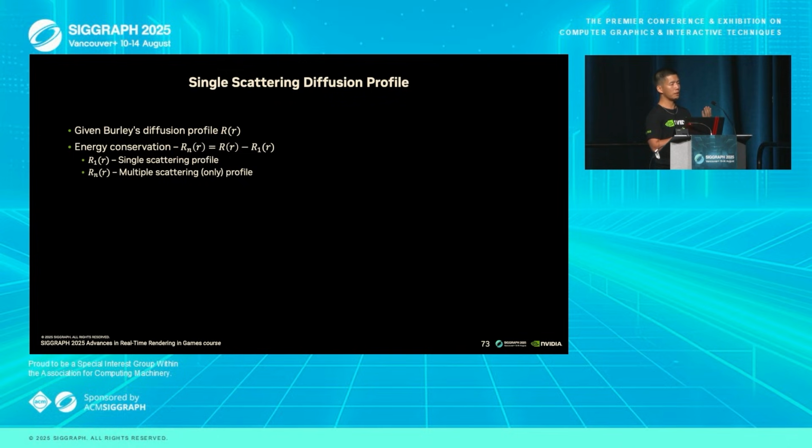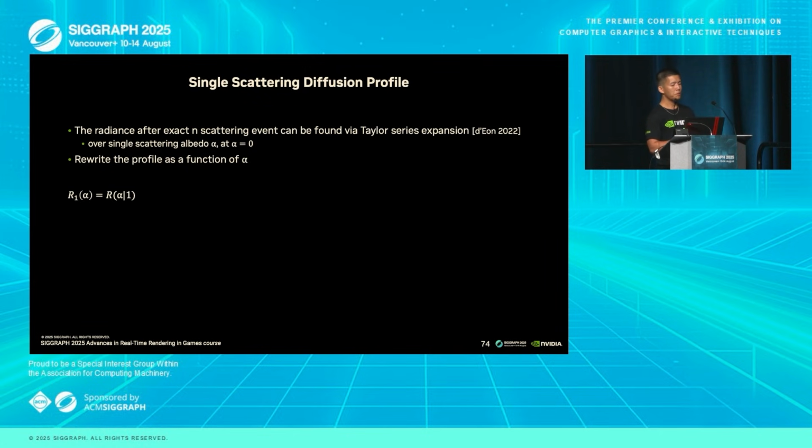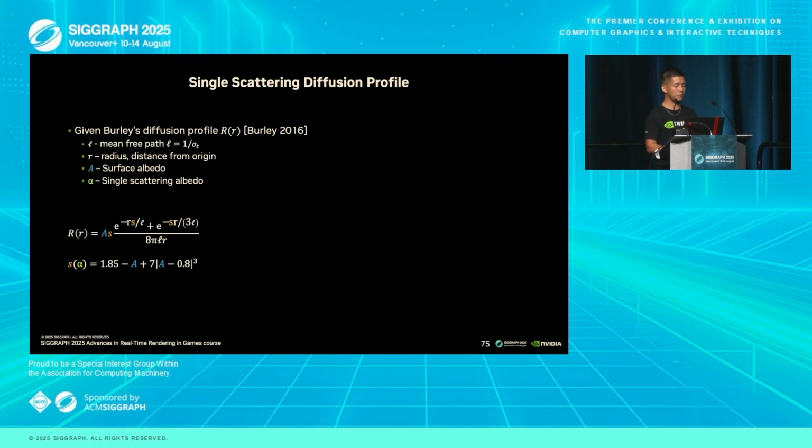So if we want a multiple scattering only profile, we can construct a single scattering profile, then subtract it from the full diffusion profile. But the mathematical foundation is that the scattering events can be expanded as a Taylor series over a single scattering albedo. Each scattering event is multiplied by an albedo term, so n scatters would correspond to albedo raised to the nth power. For this expansion, we need to consider the diffusion profile as a function of alpha rather than the radius.